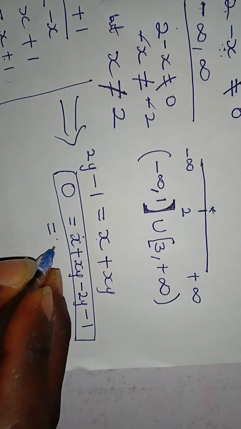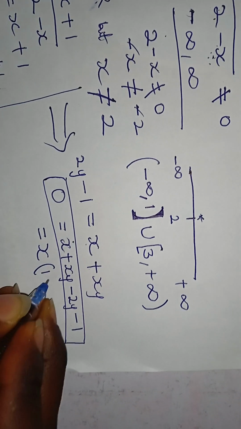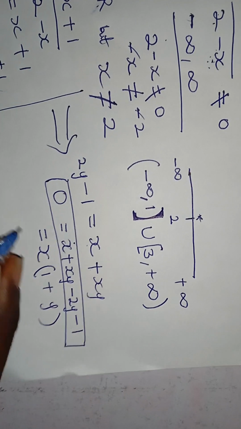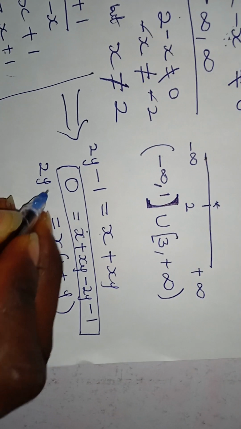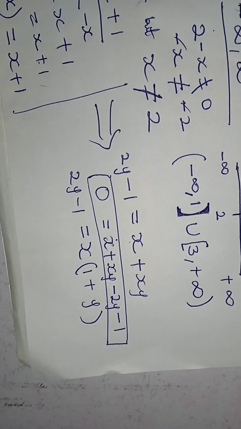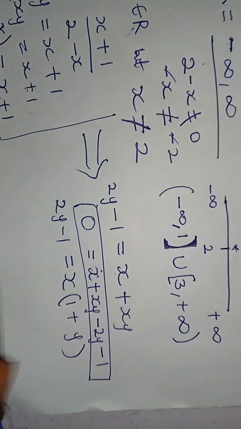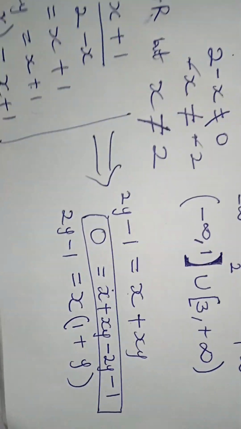So factorizing x, this is going to be x into 1 plus y, so that I have 2y minus 1. So it looks like this is the one that will work. So the way to go about this is to check either way which one works well. So you know that our goal is making x the subject of the formula.